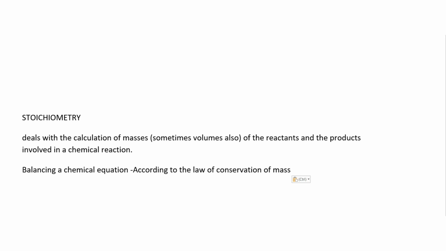So now we move on to the next topic, which is stoichiometric calculation. Okay, what is the meaning of the word stoichiometry? The word stoichiometry means calculation of masses or volumes of the reactants and products involved in the chemical reaction. Okay, the first step is to balance that chemical equation. So this becomes crucial. So balancing a chemical reaction is according to the law of conservation of mass. So recollect what is the law of conservation of mass.